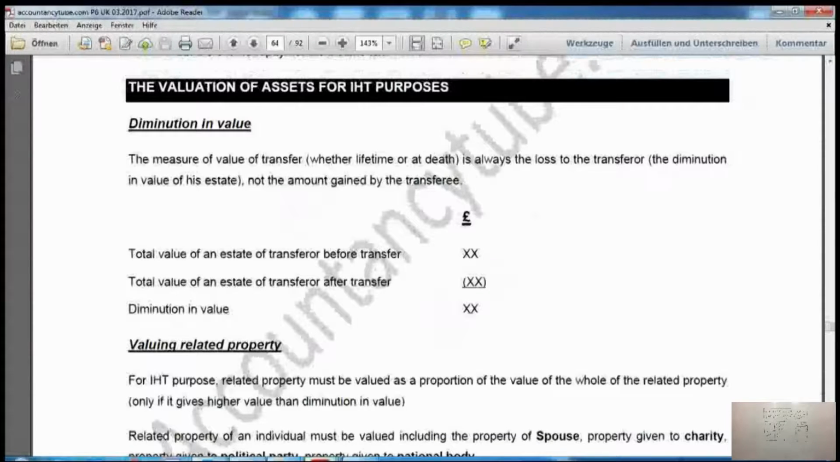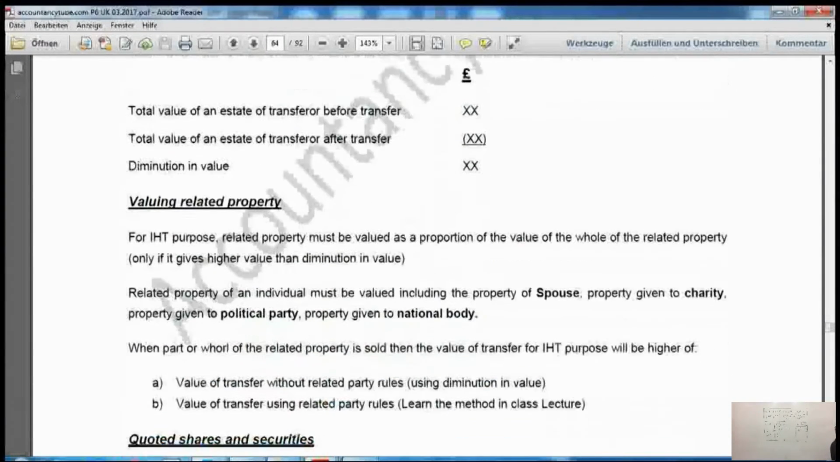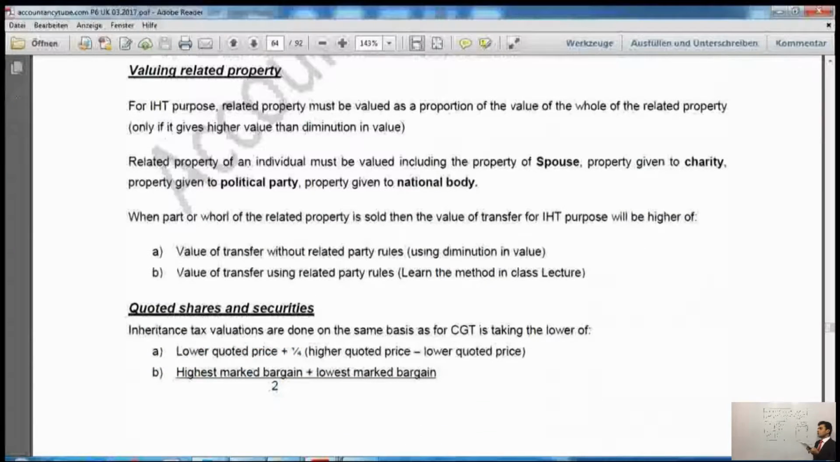Now next one is related property valuation. That is the one which I told you, valuing related property. Now how to do it? It shows you beneath that. It says for inheritance tax purposes, related property must be valued as a proportion of the value of the whole of the related property only if it gives a higher value than diminution in value. Now there are 2 ways to calculate the value. First one is diminution in value, which you have just seen. What was my value before transfer, what was the value of my estate after transfer, the net amount would be my valuation.